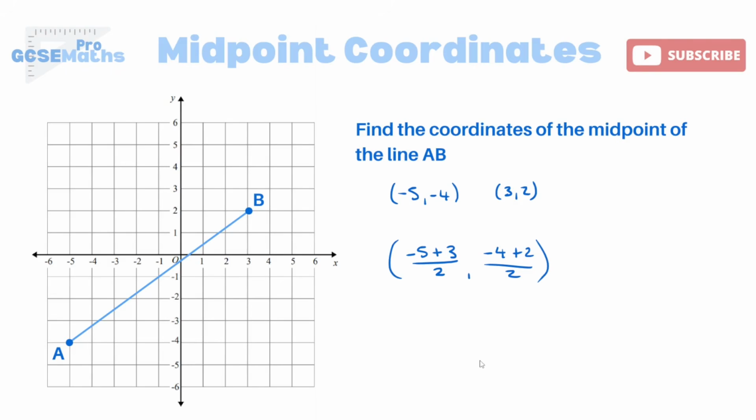Just make sure, when you're adding it, it's correct. You can also use your calculator. So we get negative 2 over 2, which is negative 1 for x. And for y, we get the same thing, negative 2 over 2, which is negative 1. And have a look here. Negative 1, negative 1. That looks more or less halfway.